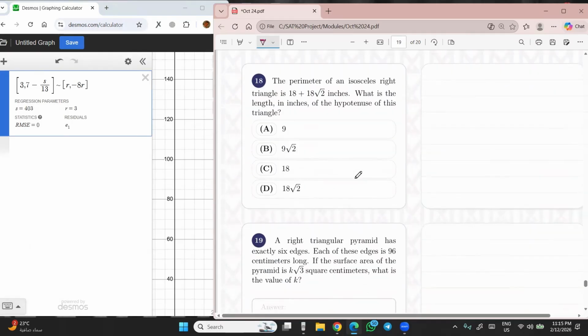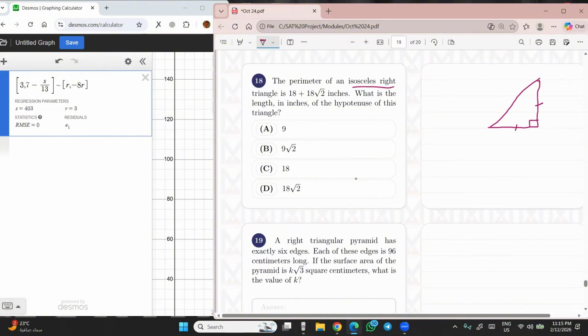And then comes question number 18. Number 18 says the perimeter of an isosceles right triangle is 18 plus 18 square root 2. What is the length in inches of the hypotenuse of this triangle? So an isosceles right triangle is something like this. It's a right triangle, but isosceles means this side is equal to this one.